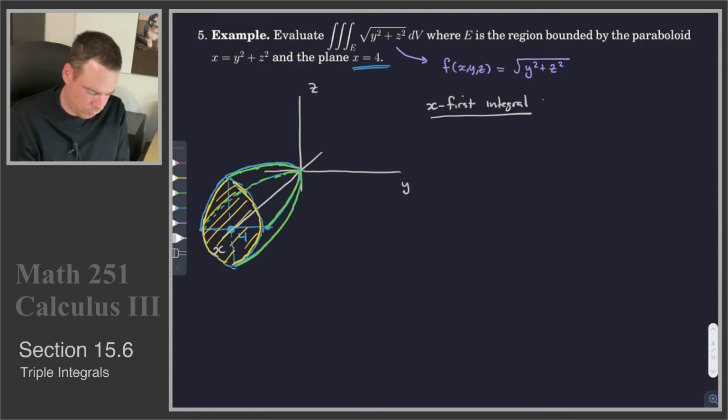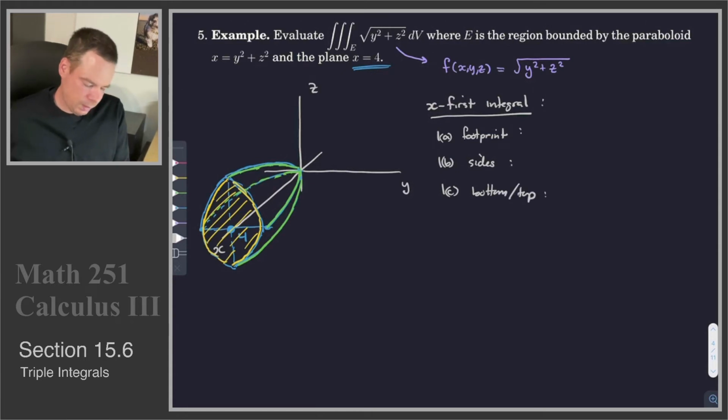And we'll answer those 4 questions. 1a, what is our footprint? 1b, what are our sides? 1c, what is our bottom and top? And then we have question 2 about the 2D geometry. So we've got our picture there, but let's just go to a visualization.